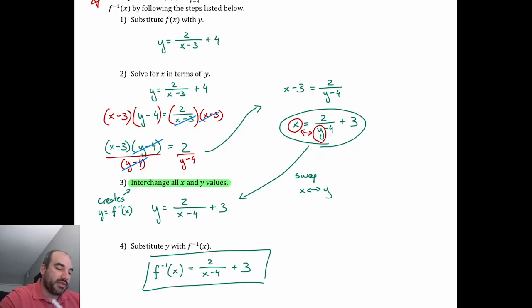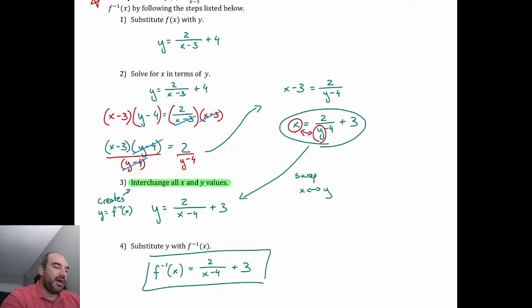Any other questions on the steps? Which was the answer for number 2? This here. Do I swap out the x and y? On step 3, yes. So we get x isolated in step 2. That's the whole point. And then we swap the x and the y for step 3. And then all we do is just replace the new y with f inverse of x for step 4.